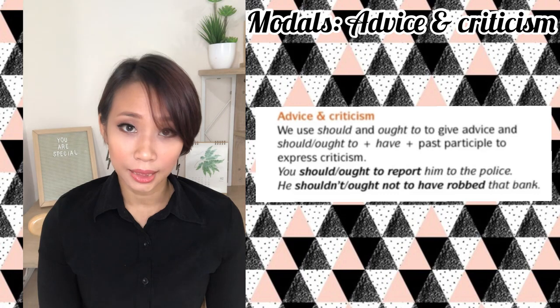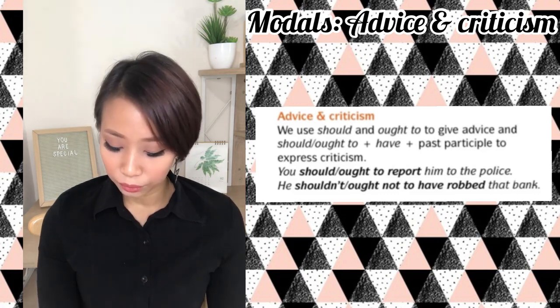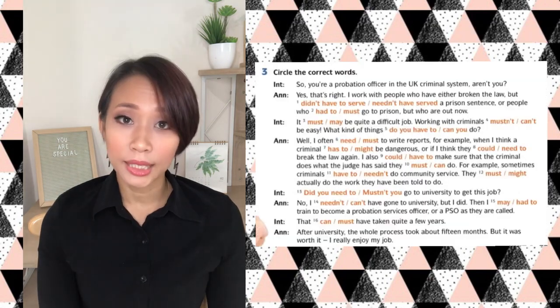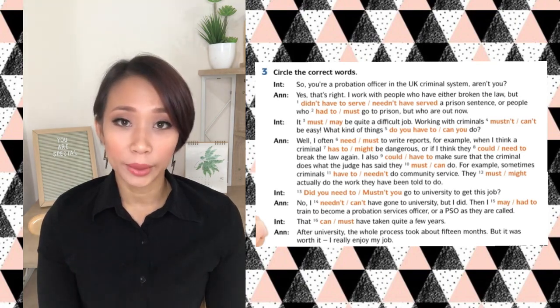So, itu adalah nasihat. He shouldn't, ought not to have robbed the bank. Dia tidak sepatutnya merompak bank itu. So, ini kita mengkritik. Now, let's look at the exercise. Exercise 3. Circle the correct words. Di sini, kamu perlu bulatkan jawapan yang betul.